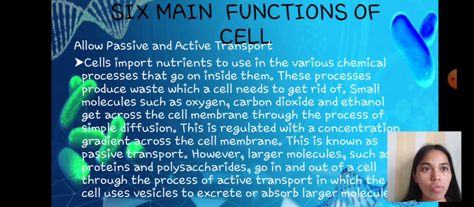Next, the third of the six main functions of the cell is to allow passive and active transport. Cells import nutrients to use in the various chemical processes going on inside them. This process produces waste, which a cell needs to get rid of. Small molecules such as oxygen, carbon dioxide, and ethanol get across the cell membrane through simple diffusion. This is regulated by the concentration gradient across the cell membrane. This is known as passive transport.